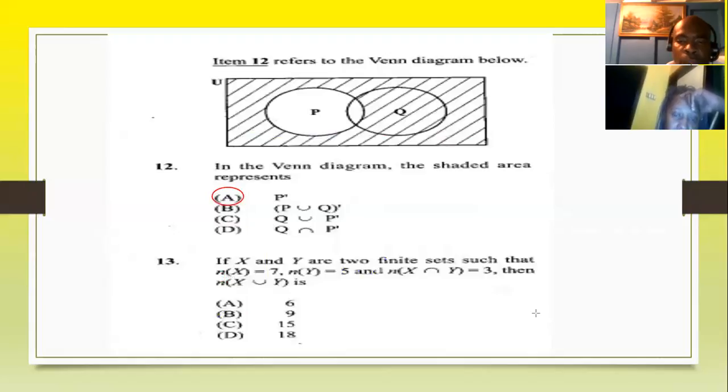X and Y are two finite sets such that number of elements in X equals 7, number of elements in Y equals 5, and number of elements in X intersect Y equals 3. Then number of elements in X union Y is... Okay, try to figure that out now.